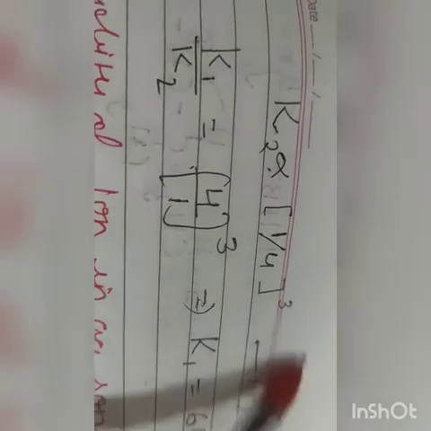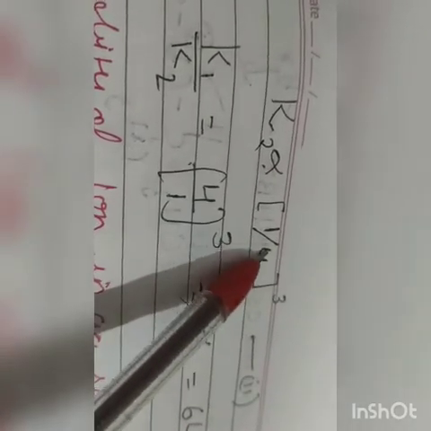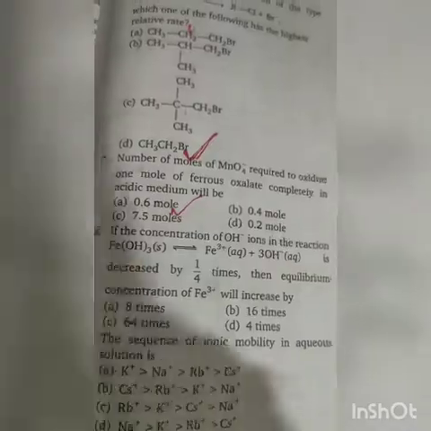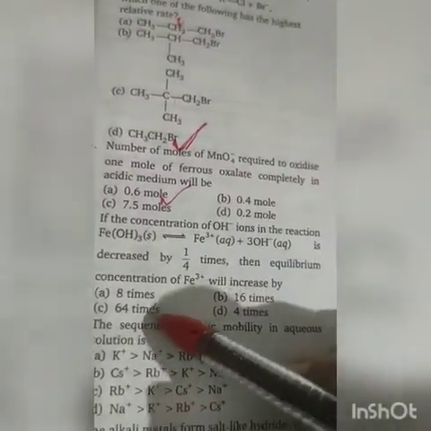So we will just put the values. That was the initial, and that is the final concentration 1/4. So K1 by K2 will be 4/1 cubed, so it will be 64. K1 is equal to 64 K2. So it will increase by 64 times.